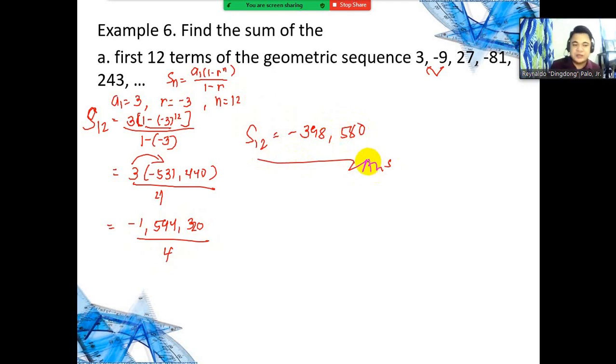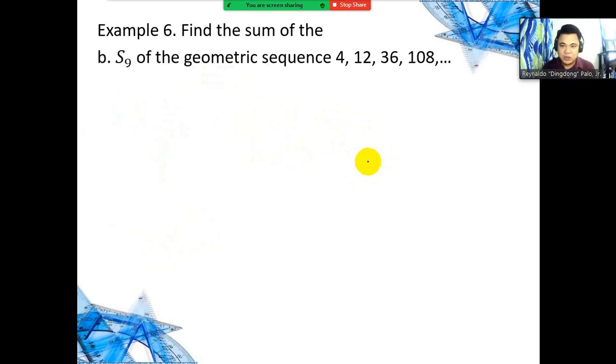That's how you will solve for the sum. You are going to follow the formula for you to be able to compute for the sum of the terms for a geometric series. Now let's have the same example with different values. Find the sum S sub 9 of the geometric sequence 4, 12, 36, 108, and so on. Now, we are solving for S sub 9. Of course, we will be using the formula S sub n equals a sub 1, quantity 1 minus r raised to the power of n over 1 minus r.